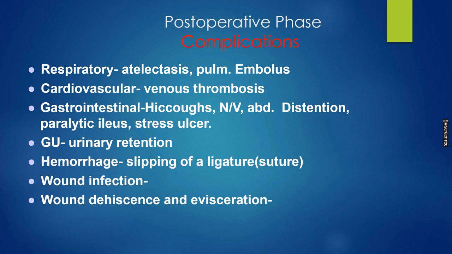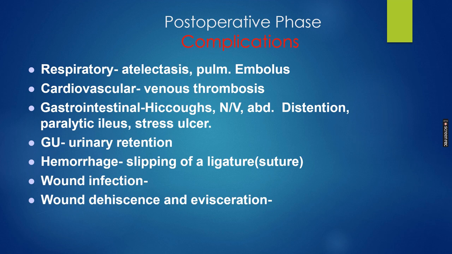Then gastrointestinal complications: the patient will have hiccups, nausea, vomiting, abdominal distension, and paralytic ileus, that is, the intestinal muscles or nerves get paralyzed. The patient will not have any feeling and will not be able to pass stool, and abdominal distension occurs. The patient can have a stress ulcer.